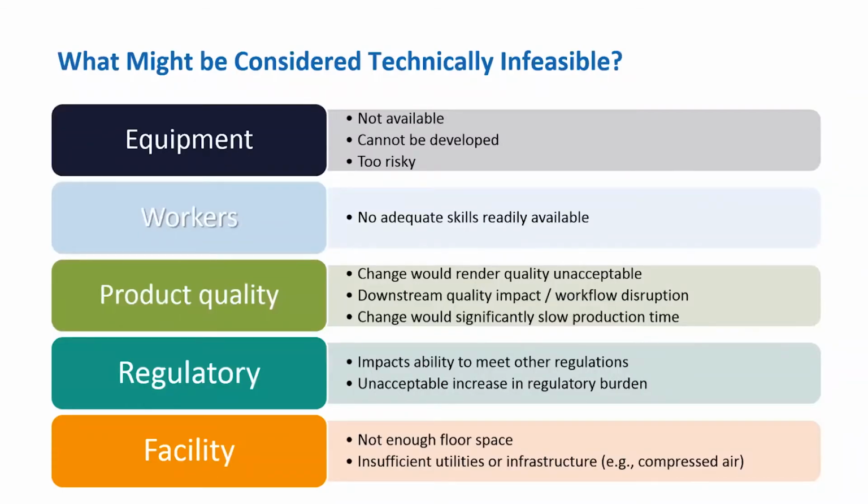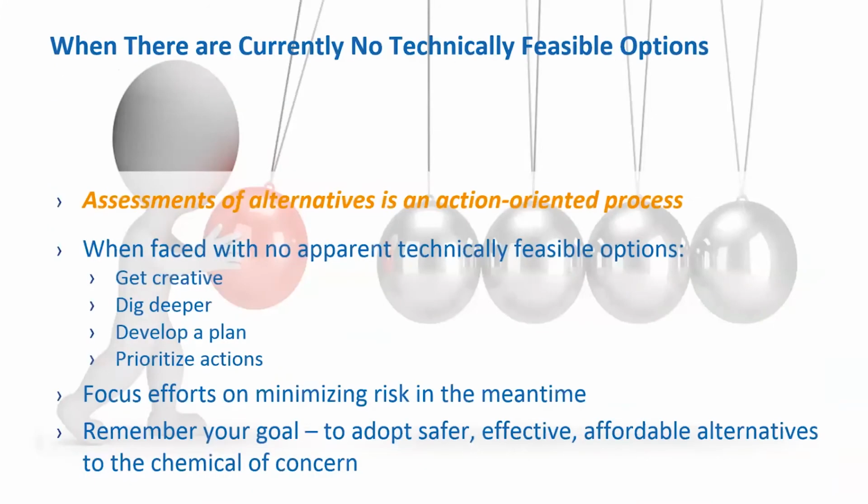Despite your best efforts, you may still find that a safer alternative simply isn't technically feasible. There can be a variety of reasons why this may be, many of which are shown here. Be careful when making the determination that an alternative is not technically feasible. Remember that other factors may be able to be modified to make what had been infeasible now feasible. If you are finding that there are currently no technically feasible options, you are called to be even more creative, to dig deeper and develop a plan of action and priorities.